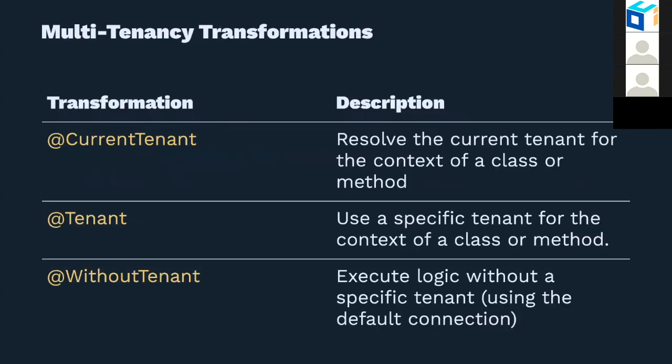In order to ease the fourth step, which is adjusting your data access code to work with multi-tenancy, GORM gives us several transformations out of the box. The CurrentTenant transformation is the one you will be using most of the time. The Tenant transformation enables you to pass a tenant ID in the annotation, and if you want to get out of tenancy mode in a particular method, you can use WithoutTenant.